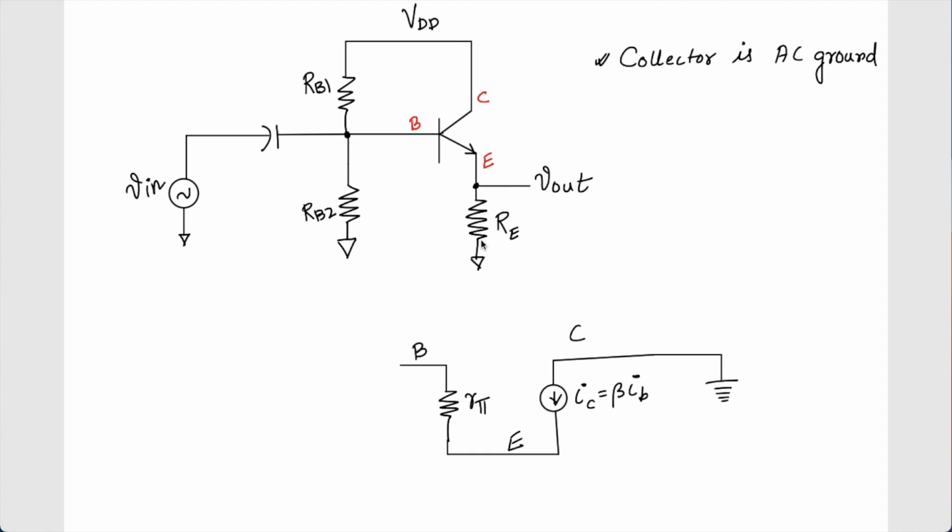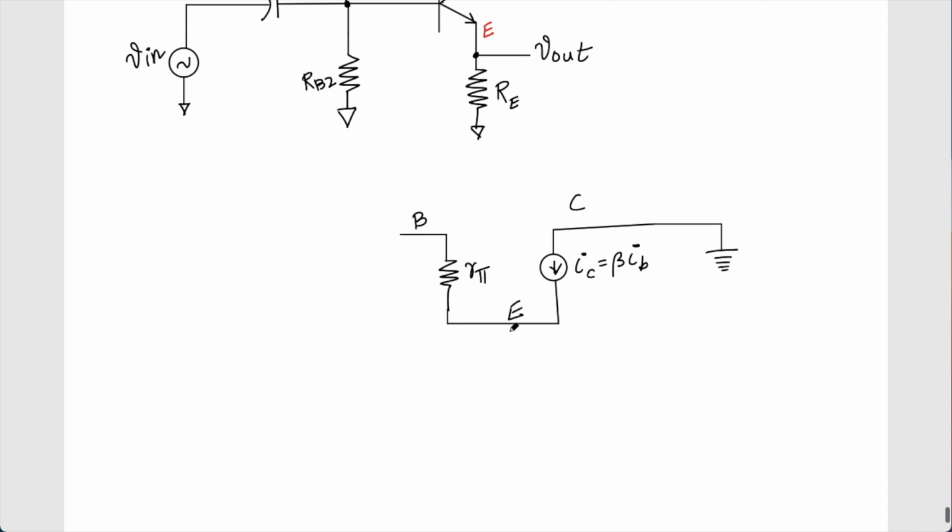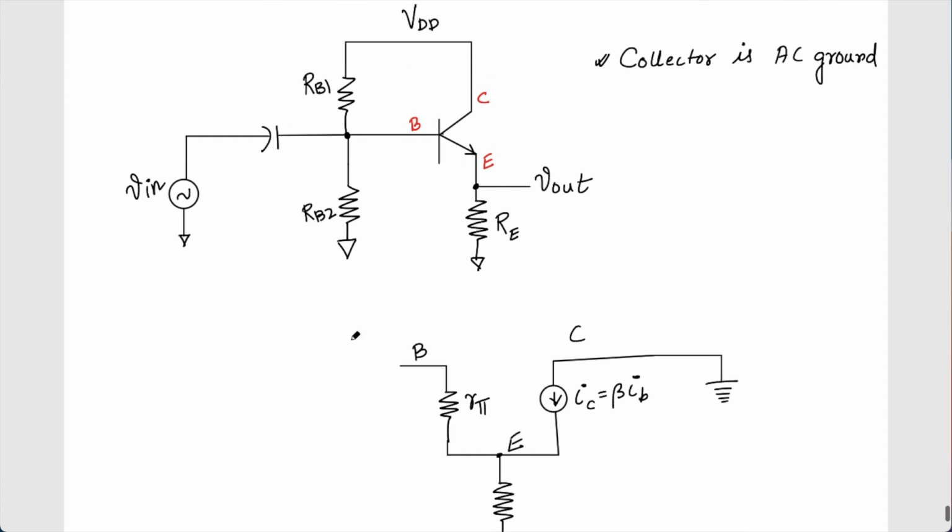And now at the emitter, I have an emitter resistance. The portion at the base remains the same as in the common emitter amplifier.